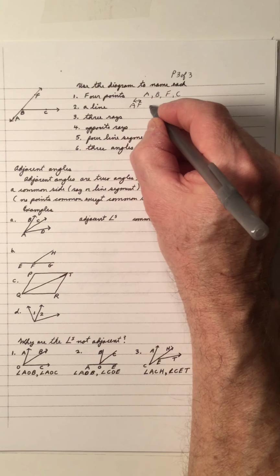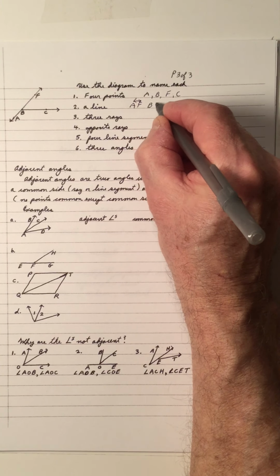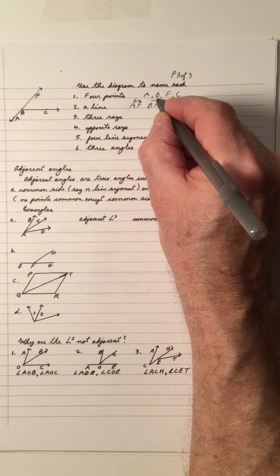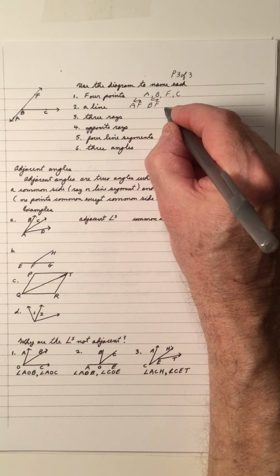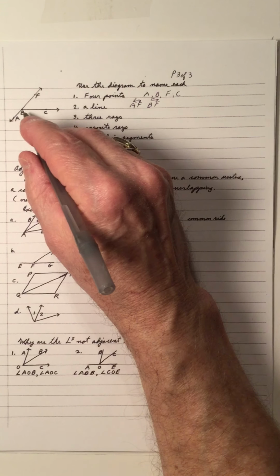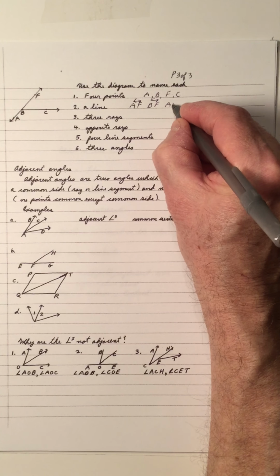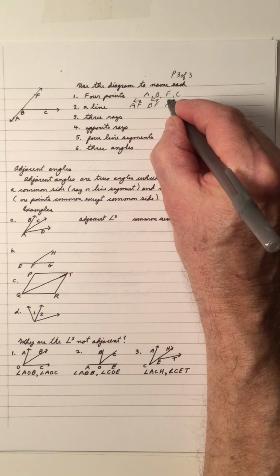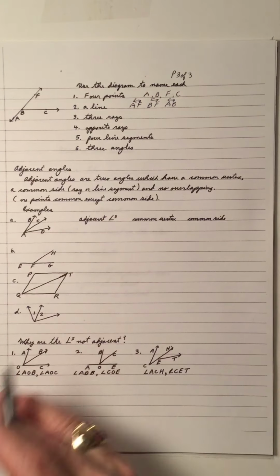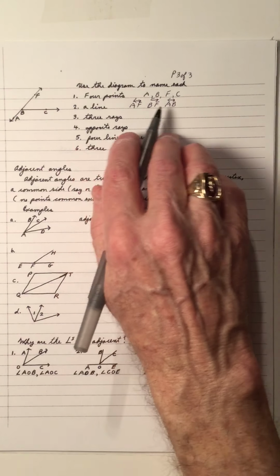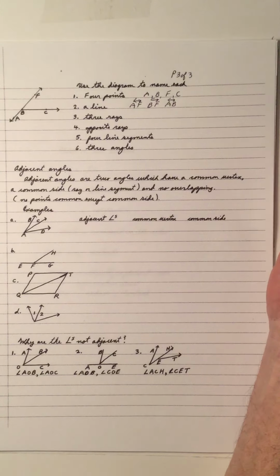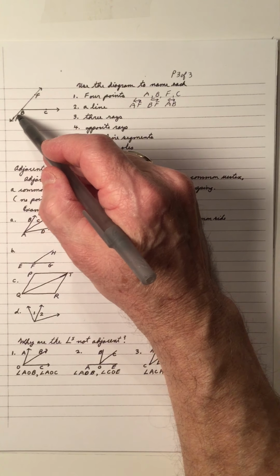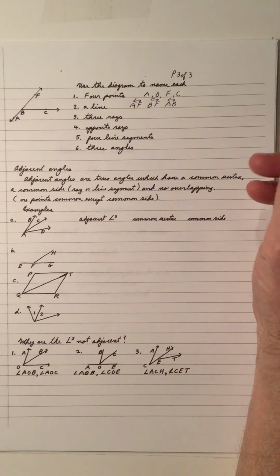Or we can call it BF. Or we can call it AF, AB. So any 2 points on a line can name that line. So this line has 3 different names, but they all mean the same thing. So if I say the line AB, F is on that line, so they're the same.